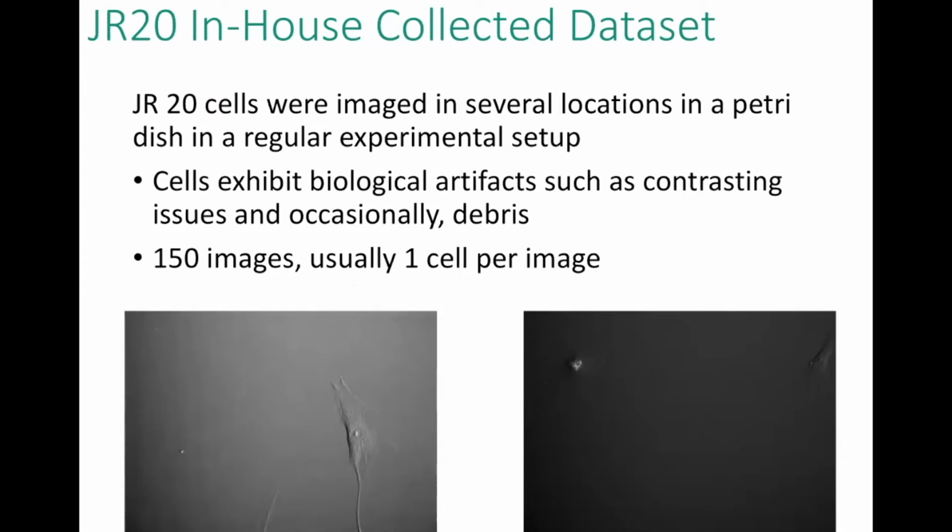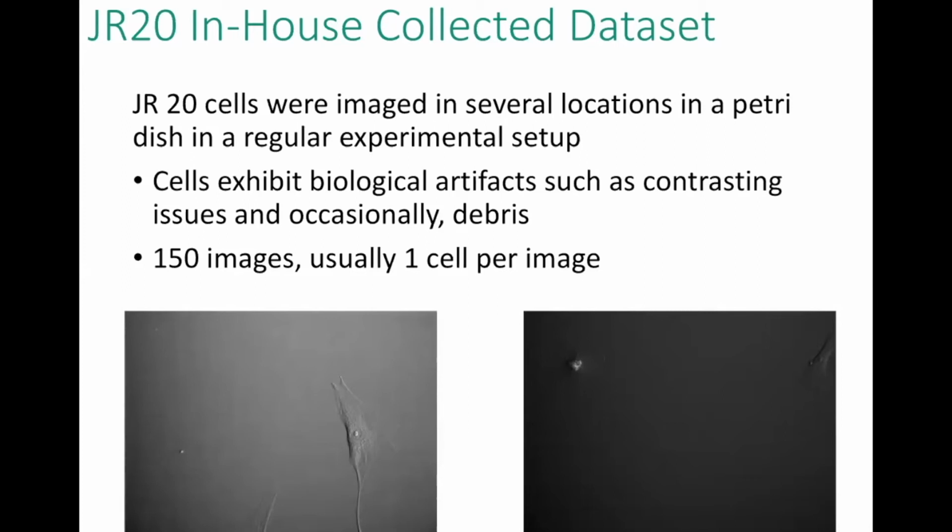These are JR20 cells, and they're imaged in a petri dish in what our biological collaborators refer to as the regular experimental setup. These cells exhibit biological artifacts. You can see in these lower left and right hand images, these are both with the same quote unquote regular experimental setup, but the contrasting is very different. We also get a lot of debris, and the experimentalists put their petri dish in, and then they adjust the focus until they think that the cells are in focus. So we also have some out of focus images as well.